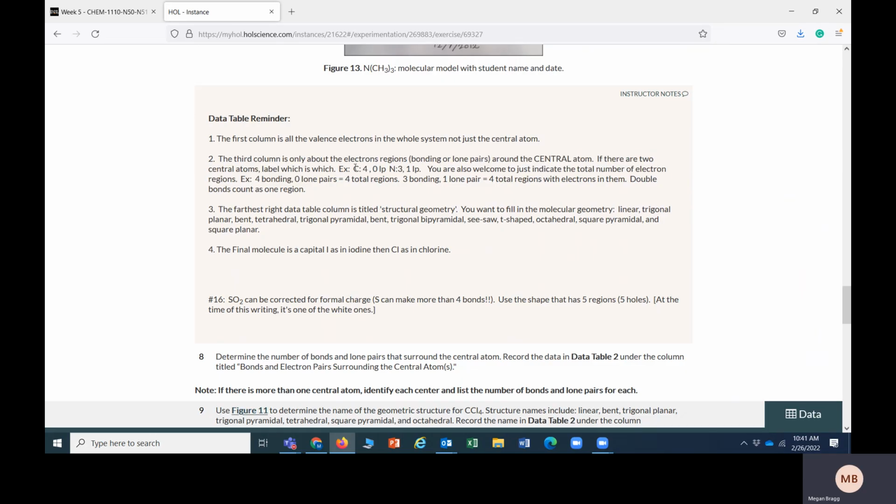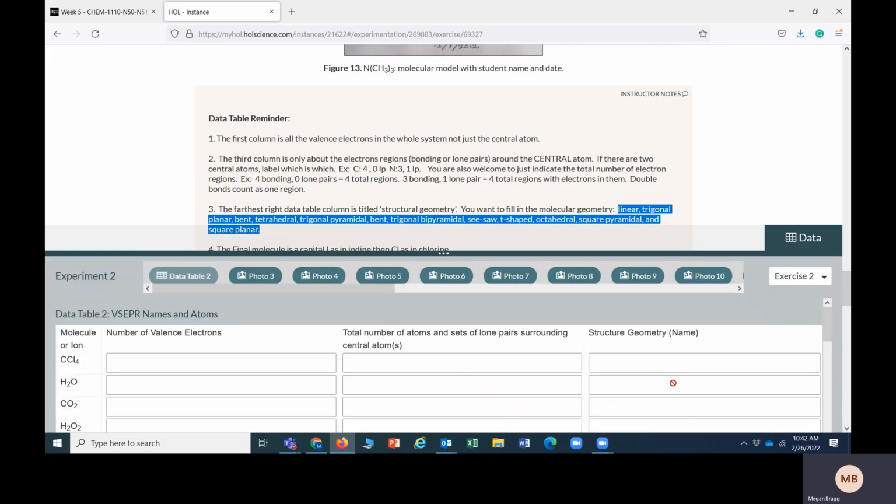So see carbon, this was the first one I was saying, like that's the regions. Actually, this is the bonds, that's the lone pairs. Here's the bonds and lone pairs. So you can do it like that too. Just make sure it's clear whether the first number is bonds or if the second number is bonds versus lone pairs. All right, the farthest right data table column is labeled structural geometry. Again, that's molecular. Here's the list of moleculars if you aren't sure. So there's your list.